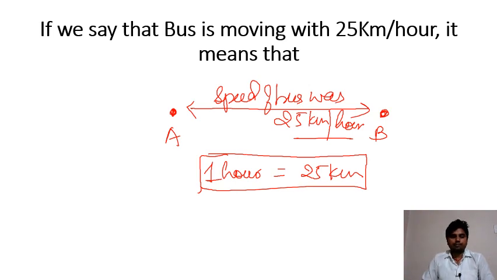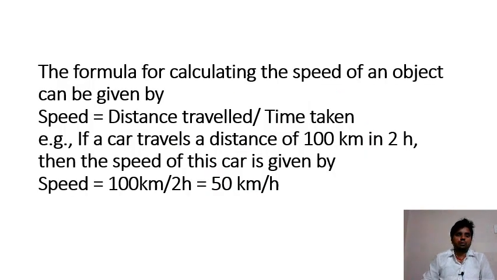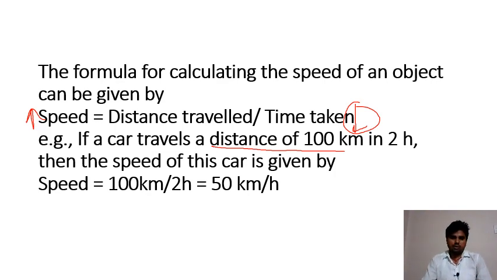Okay, now let's move further, there is a formula also. Speed equals distance upon time. We know that the more the speed, the lesser the time. Okay, so if a car travels a distance of 100 km in 2 hours, then the speed of the car is given by 100 by 2, that is 50 km/h. So from this question also we come to know that this car can travel 50 kilometers in 1 hour.